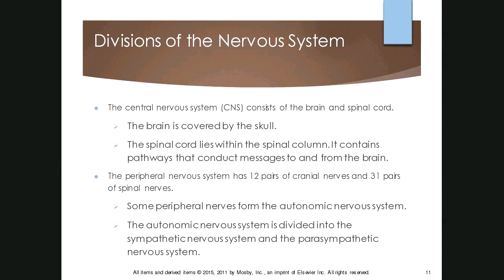All right, so when we're talking about the divisions, the central nervous system, of course, remember it's in the spinal cord and the brain. The brain is covered by the skull, and the spinal cord lies within the spinal column, and it contains all the pathways that conduct the messages to and from the brain. The peripheral nervous system, or the PNS, has 12 pairs of cranial nerves and 31 pairs of spinal nerves. And some of the peripheral nerves form the autonomic nervous system. And the autonomic nervous system is divided into sympathetic and parasympathetic.